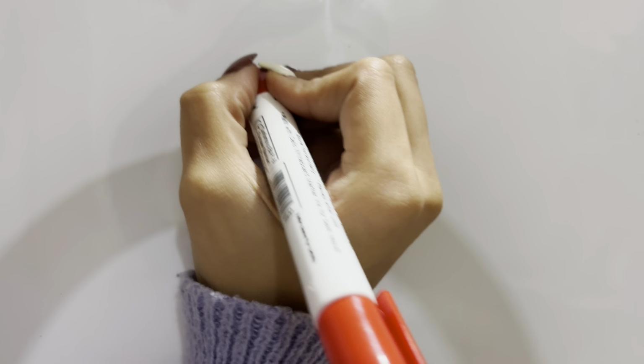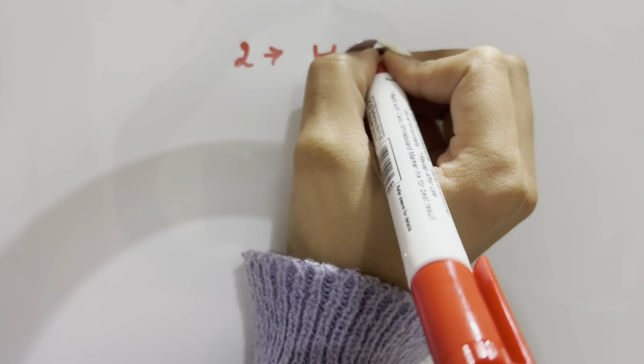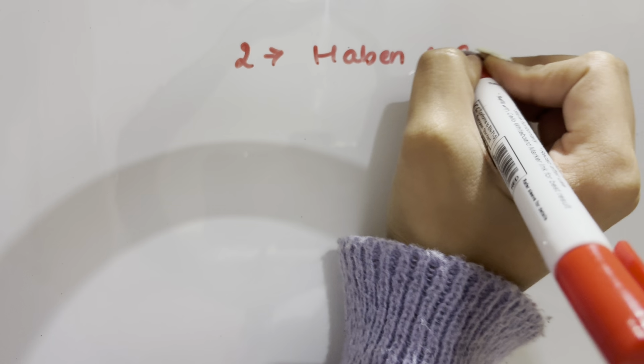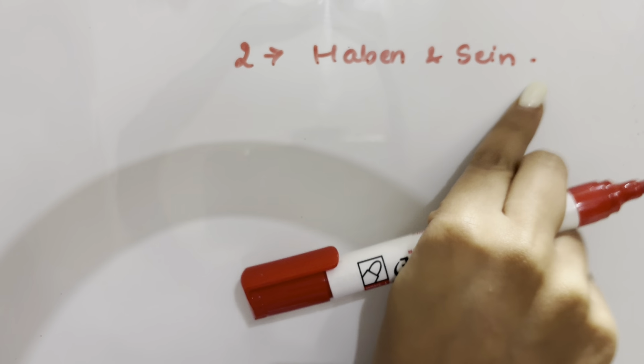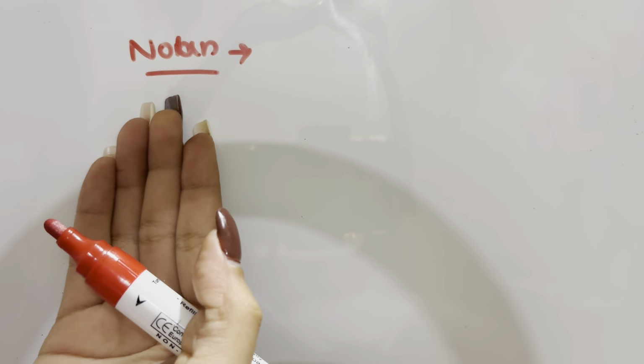Now we are going to learn about two helping verbs, that is haben and sein. Before we learn about these two verbs, we need to learn something more important, that is personal pronouns. I think we all know from English that a noun is the name of a person, place, thing, animal, etc. And a pronoun is something that is used to replace a noun. We all know that from English, right?